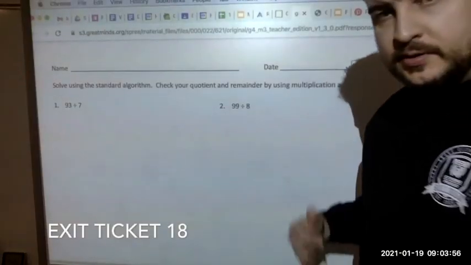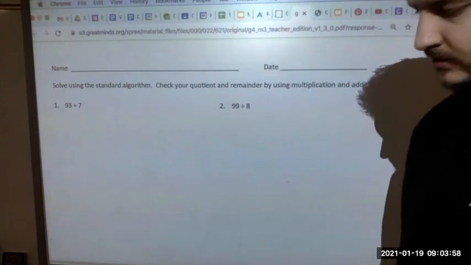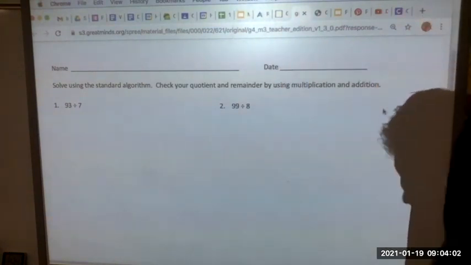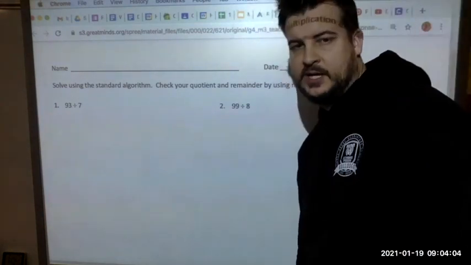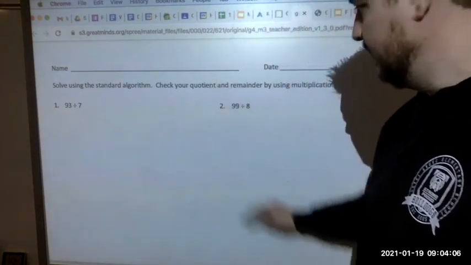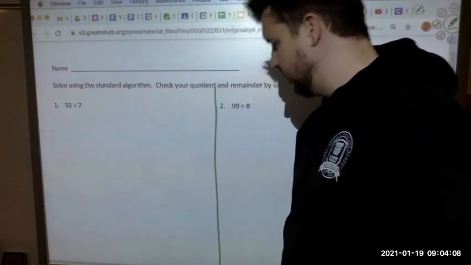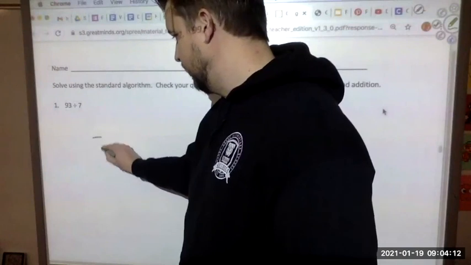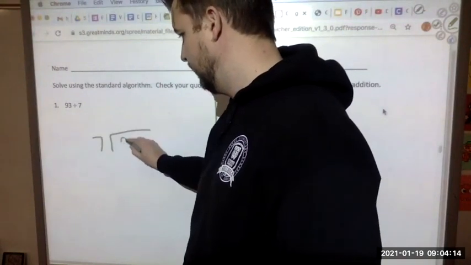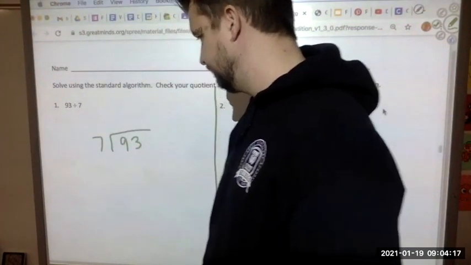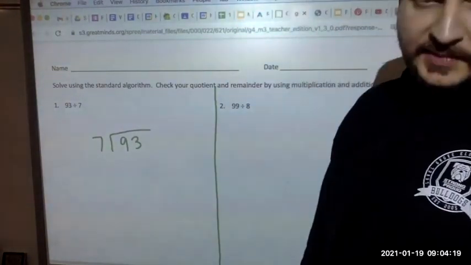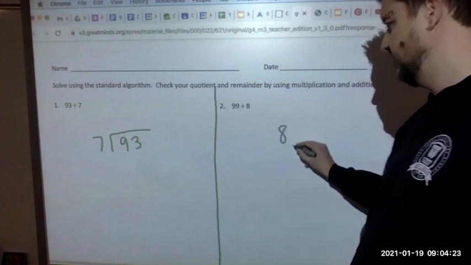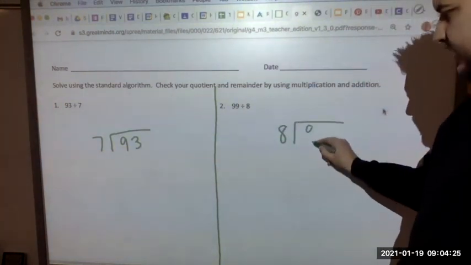All right, remember, this is exit ticket 18. This is your paper and you can use it however you want. I don't know how yours is set up, but mine just gives a bunch of white space. So the first thing I'm gonna do is make this easier for me to work out a problem. I'm gonna set up 93 divided by 7. I always say it backwards. So then we have 8, and we're dividing up 99 into 8 groups.